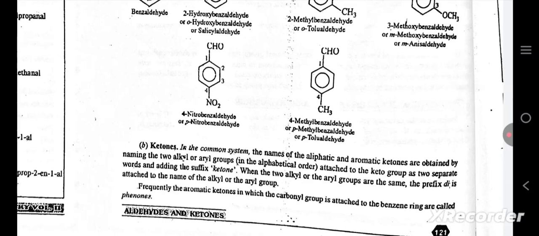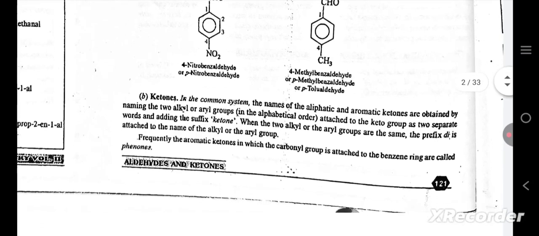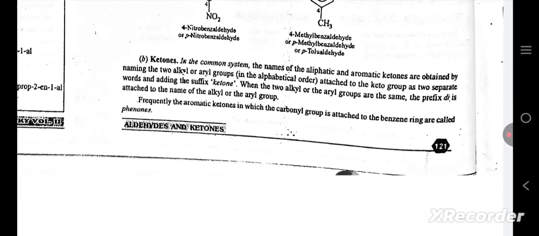Ketones. In the common system, the names of the aliphatic and aromatic ketones are obtained by naming the two alkyl or aryl groups in alphabetical order attached to the keto group as two separate words and adding the suffix ketone. When the two alkyl or aryl groups are the same, the prefix di is attached to the name of the alkyl or aryl group. Frequently, the aromatic ketones in which the carbonyl group is attached to the benzene ring are called phenones.